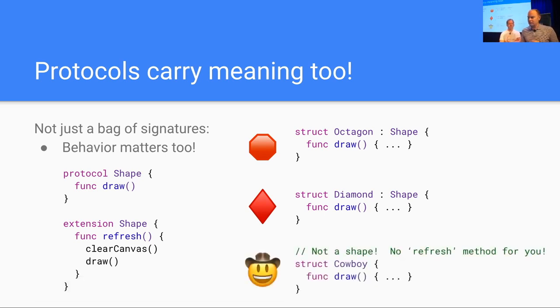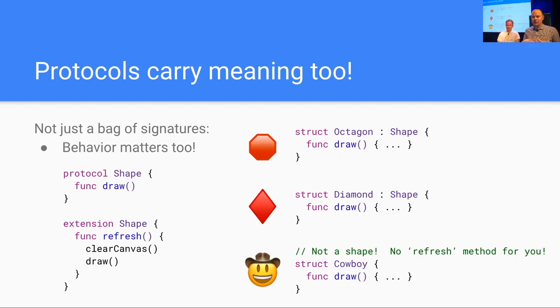But what happens if you have something else with the draw method? Cowboys know how to draw. It's a very different notion of what drawing is, right? We don't want cowboys to have a refresh method. It doesn't make sense to clear the screen and then pull out a gun. That's not what we're talking about here.